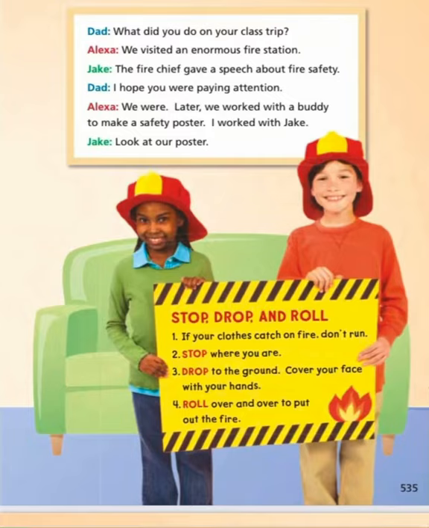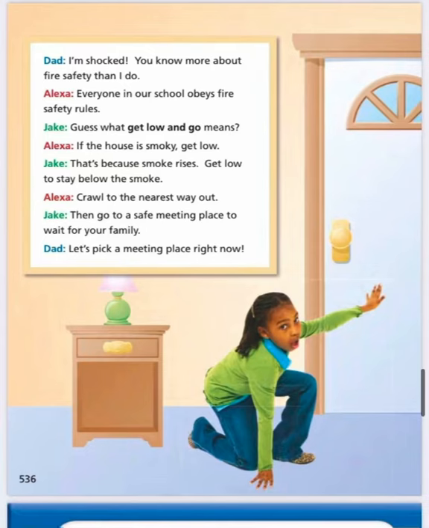Stop, drop, and roll. 1. If your clothes catch on fire, don't run. 2. Stop where you are. 3. Drop to the ground. Cover your face with your hands. 4. Roll over and over to put out the fire. Dad: I'm shocked. You know more about fire safety than I do. Alexa: Everyone in our school obeys fire safety rules.